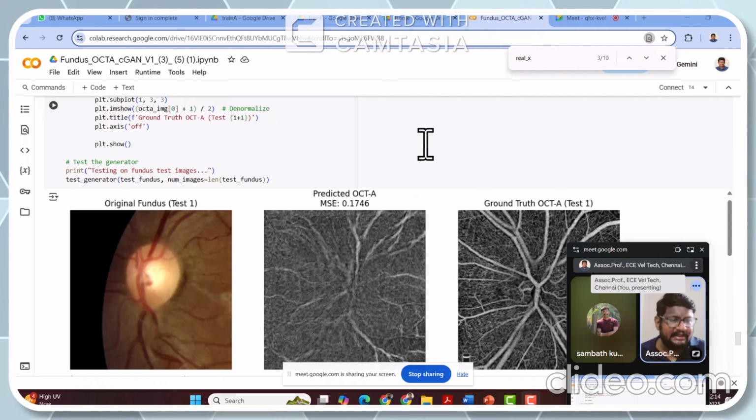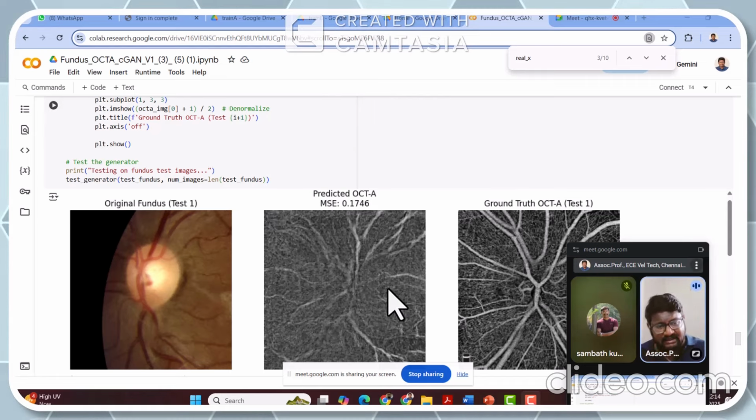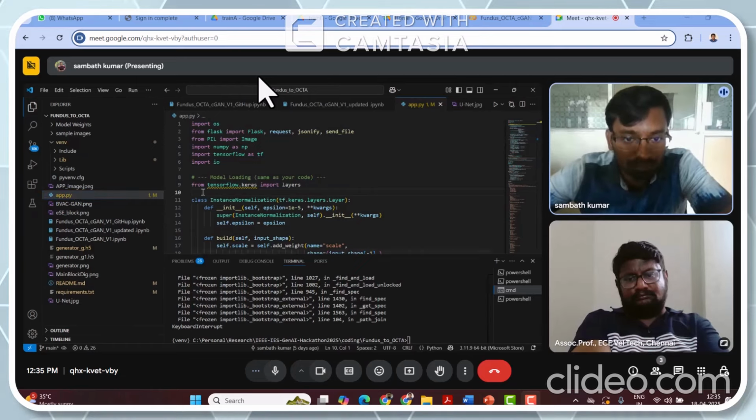We have taken several images and estimated the mean square error also. What is the difference in the prediction? That is estimated as the mean square error. 0.17 is the mean square error. In that case, our algorithm is able to replicate up to 83 percent of the synthesized OCTA images, since we have the ground truth.